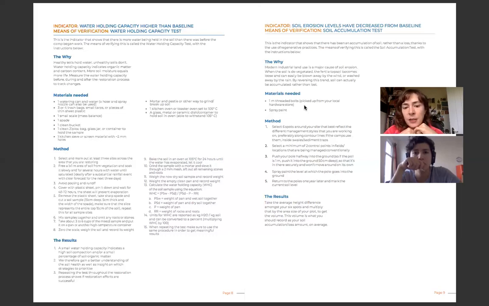And that's it. So you select six spots around your site that best reflect the different management styles you're working on, preferably on contour lines. Mm-hmm. Do you know how to measure contour lines of a site? So I have a little training video on how to create a contour line map. Okay. But I imagine that the camper that was there last year, Ben, would have already done this. Yeah, I think he did.